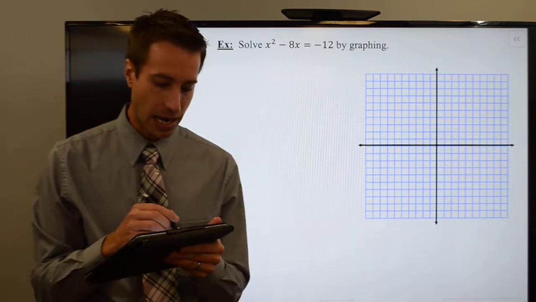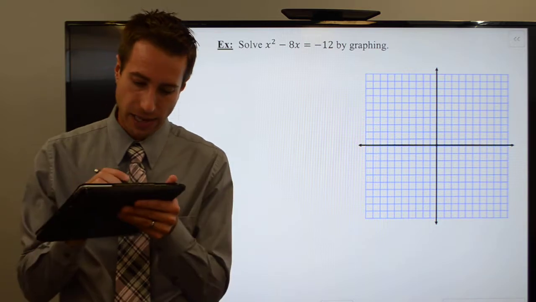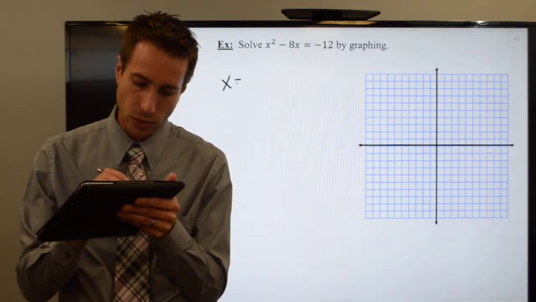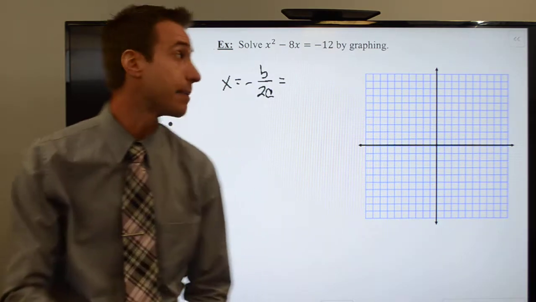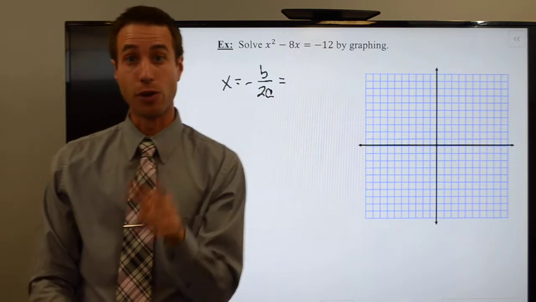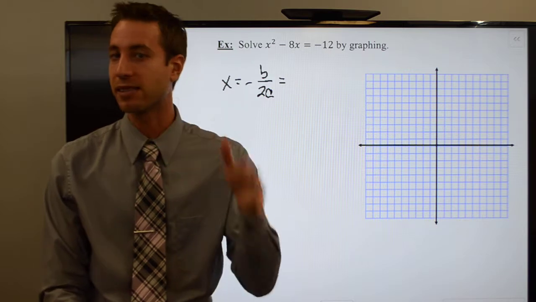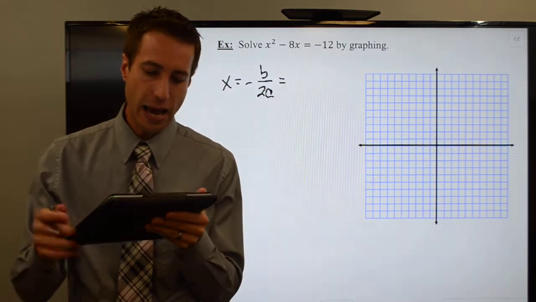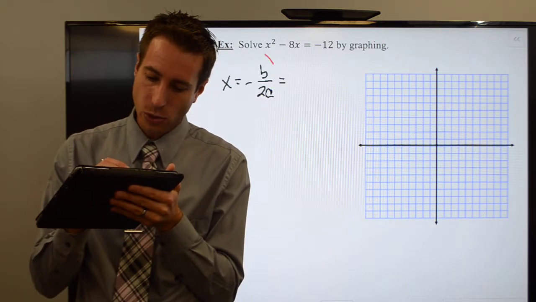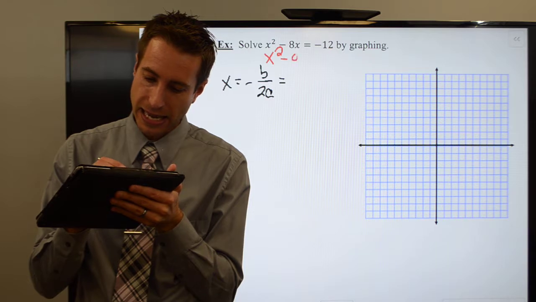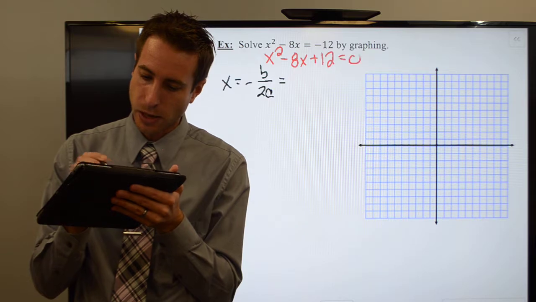Again, remember, I need to set up a chart. But to set up that XY table, that chart, I need my axis of symmetry. All right, so x is going to be equal to negative b over 2a. Well, first let's make sure that I'm in standard form. I am not in standard form. Remember, in order to be standard form, it must be equal to 0, and a, b, and c must be integers. So let's go ahead and fix that by adding the 12 to the other side, and I have x squared minus 8x plus 12 is equal to 0.